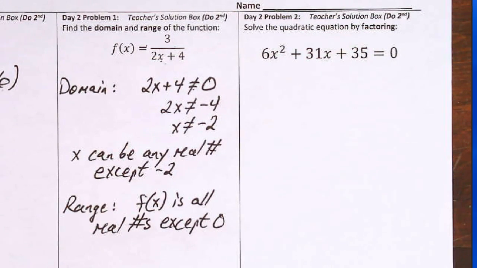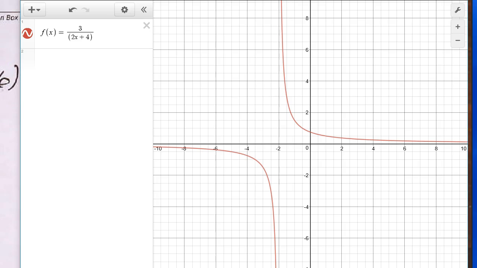It might be interesting on this function, knowing that x cannot be -2 and that the value of the function can never be 0, to see what a graph of this function would look like. Here you see this function graphed using a graphing calculator. Over here on the side, I've typed the function in. F of x is equal to 3 divided by 2x plus 4. And you see the graph shown in red on an x and y axis.